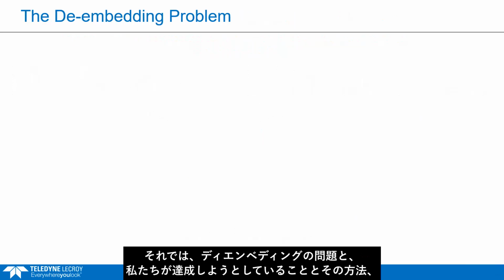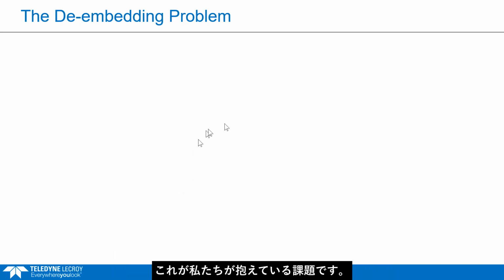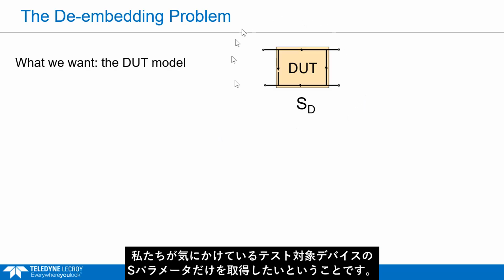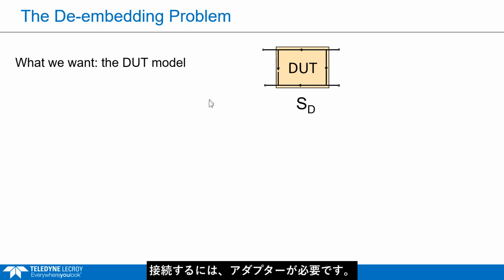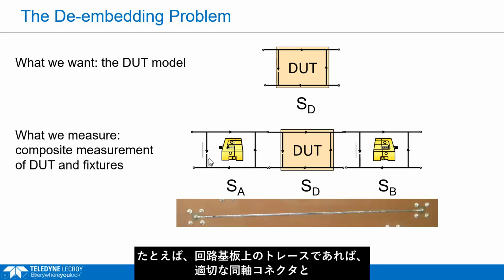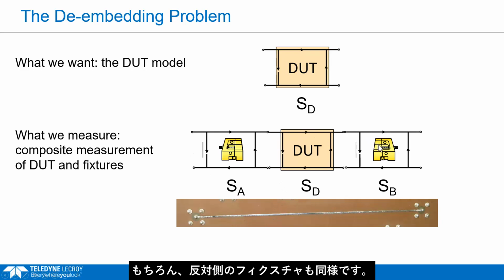Let's take a look at the de-embedding problem and what we're trying to achieve and how we do it and how we use some of the features built into the WavePulsar 40iX to dramatically simplify this process. Here's the challenge that we've got. We want to get the S parameters of just the device under test that we care about. Unfortunately, in order to connect that device under test to the nice coax cables of the WavePulsar 40iX, we need an adapter. We call those adapters fixtures. We need to have a fixture that connects between the nice coaxial connector and whatever that device under test is, for example, if it's a trace on a circuit board. And of course, a fixture on the other side.